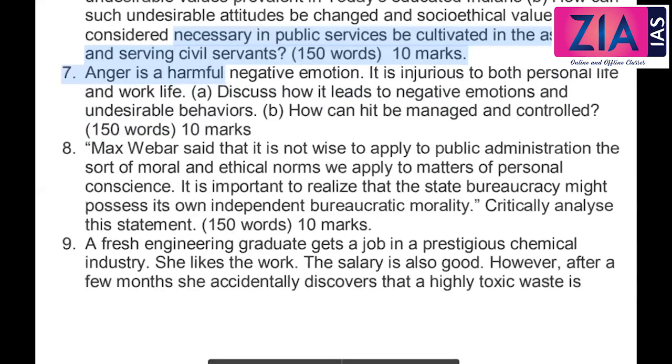Okay, a very general question related to anger. Anger is a harmful negative emotion. It is injurious to both personal life and work life. It is going to affect your personal life, and also your work life. If you are angry, nobody is going to listen to you. Your subordinates won't respect you. You will create problems with your superiors also, right? And you may not be able to communicate properly with people. So it is definitely going to affect public life as well as personal life. Your family life will get badly affected.